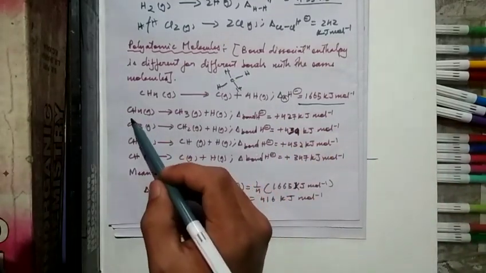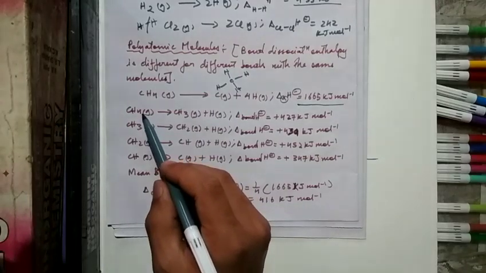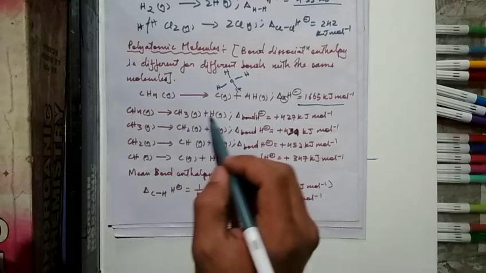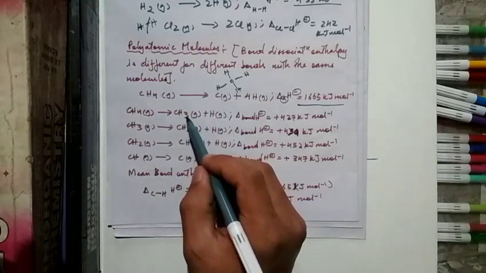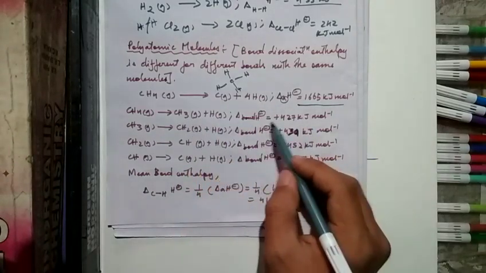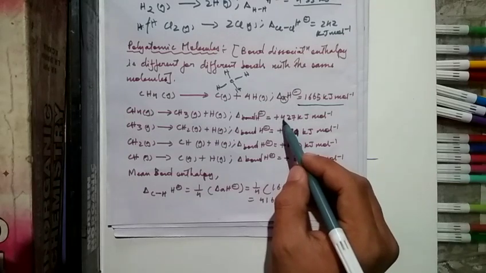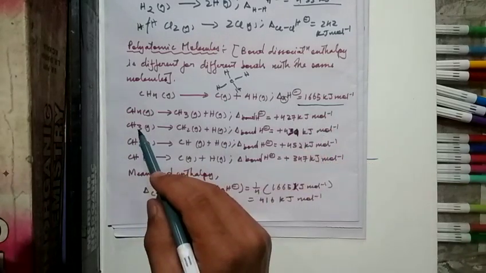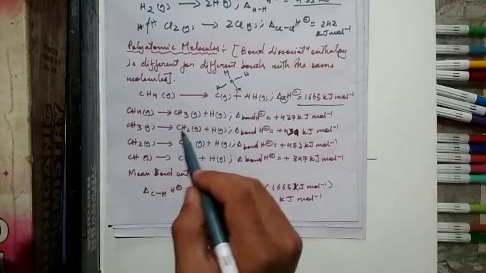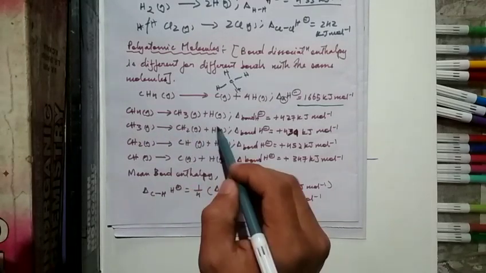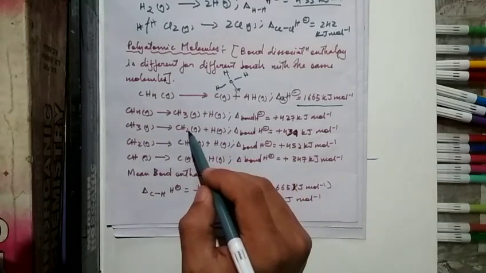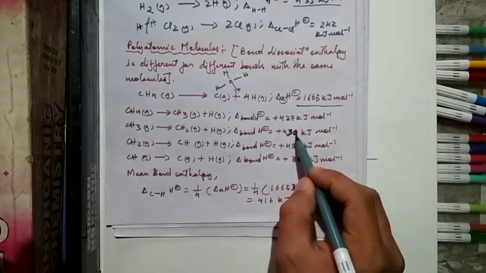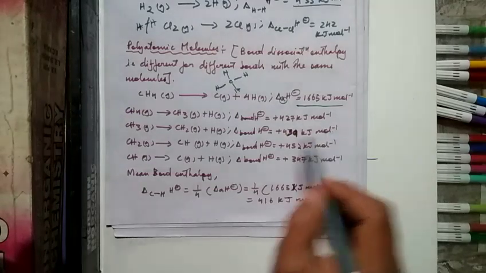Let's see those examples here. The first one, CH4: it loses one hydrogen and becomes CH3. The bond dissociation enthalpy is given here, 427 kilojoule per mole. Now CH3 loses one hydrogen and becomes CH2. The bond dissociation enthalpy will be 439 kilojoule per mole.